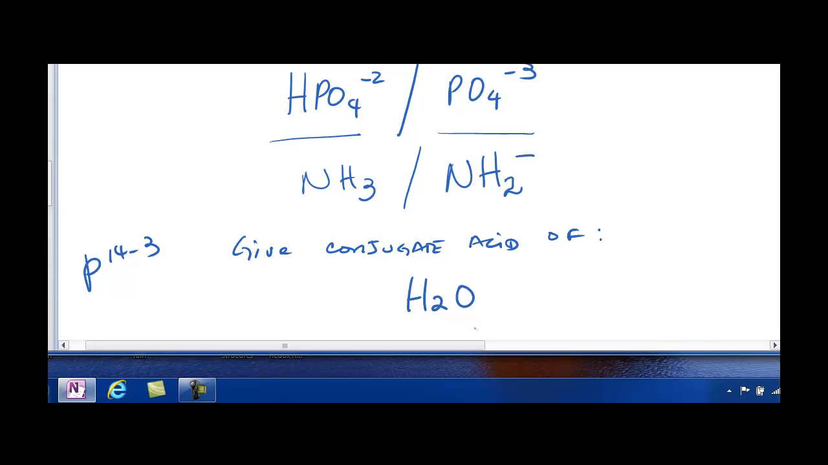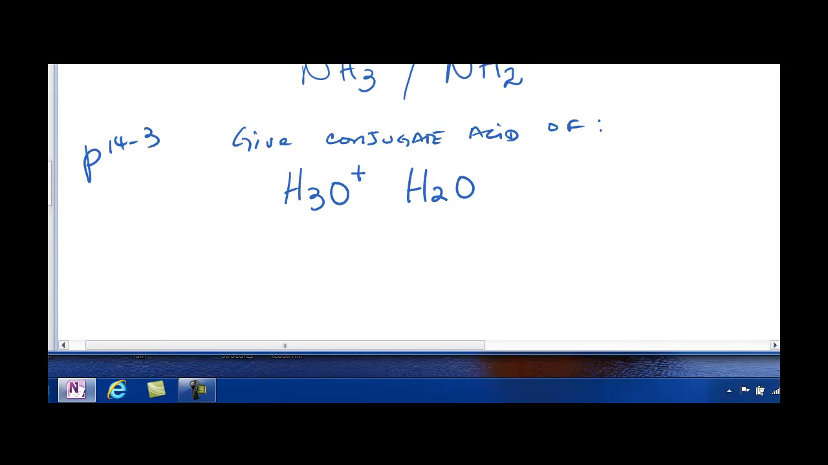What am I looking for? A substance that? This one is a base, and I want H3O+. Very good. So that substance released a hydrogen ion, that's formed as its base. The base has one H+ less than the acid. Okay, so that's the conjugate acid. That's my acid base pair.